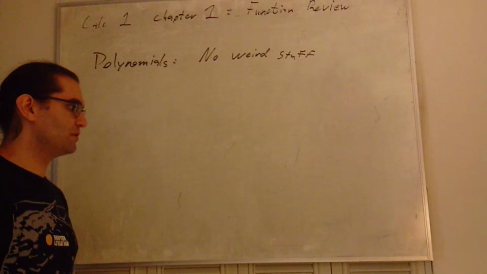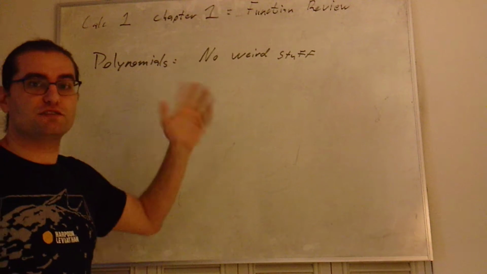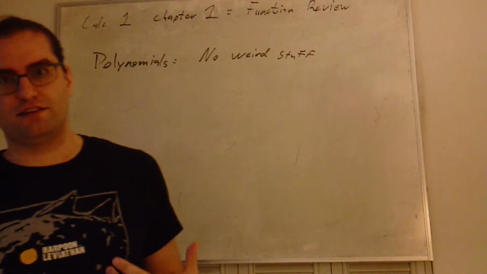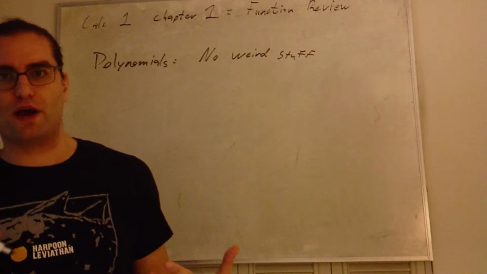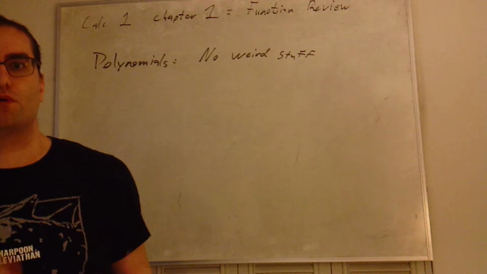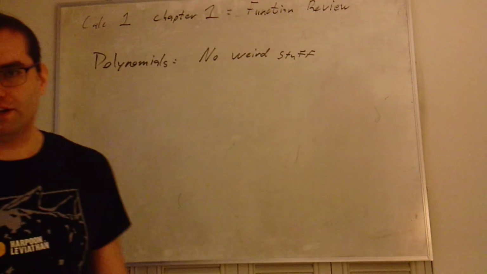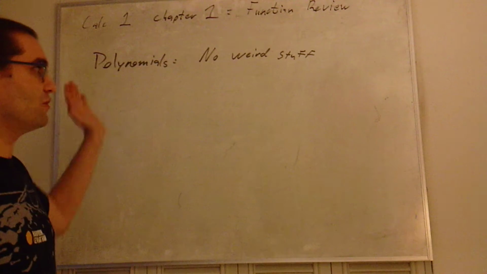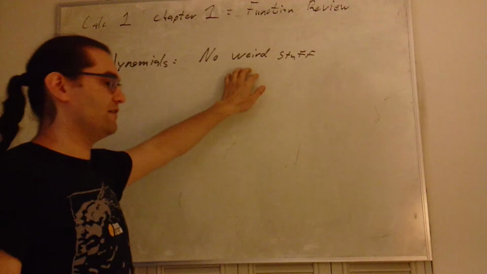That's what polynomial means. And we have this as a category that basically means no weird stuff because polynomials are really, really easy to do calculus with. Polynomials are always very well behaved. They're always smooth. They're always continuous. They're always differentiable. These words will mean something to you in a couple weeks. Right now they probably don't. But that's why polynomial is a category and why we say that they have no weird stuff.